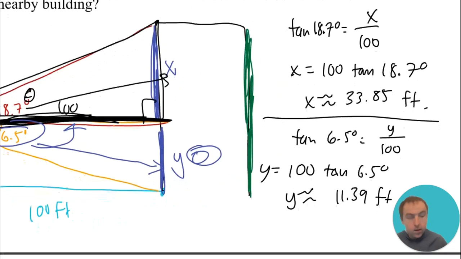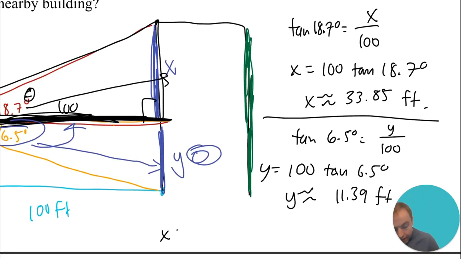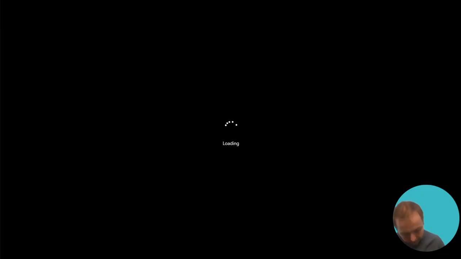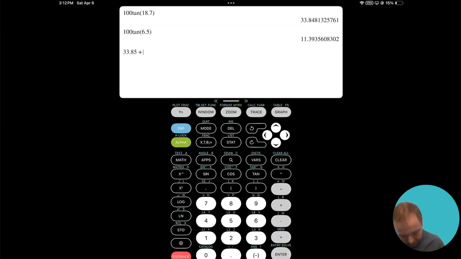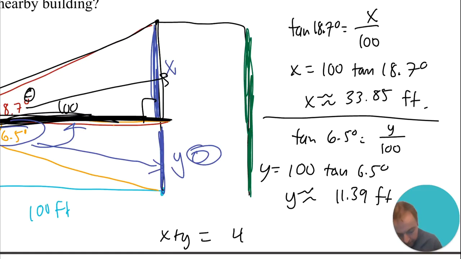Feet. And then from all of that, we can just add x plus y together to be able to get an approximation for the overall height of the other building, which gives you a sum of about 45.24, and would approximate the height of that other building then.